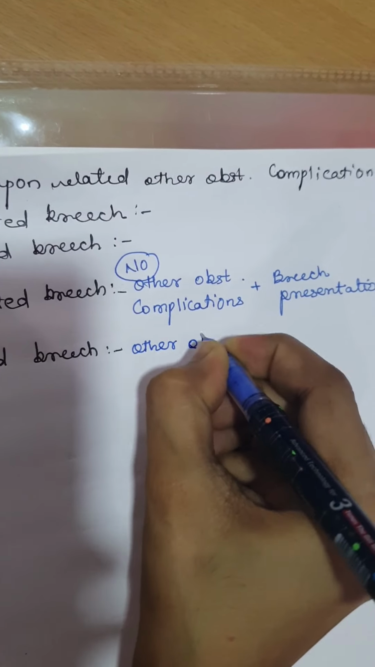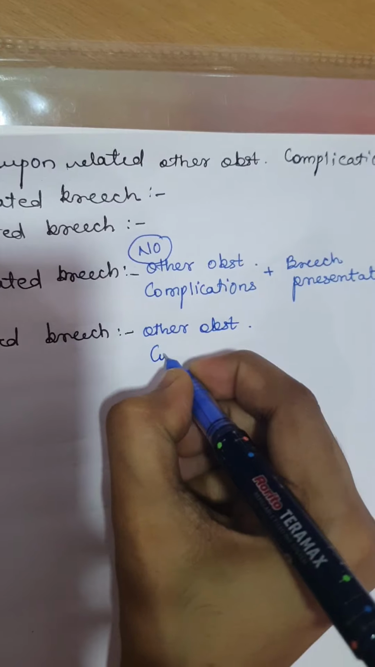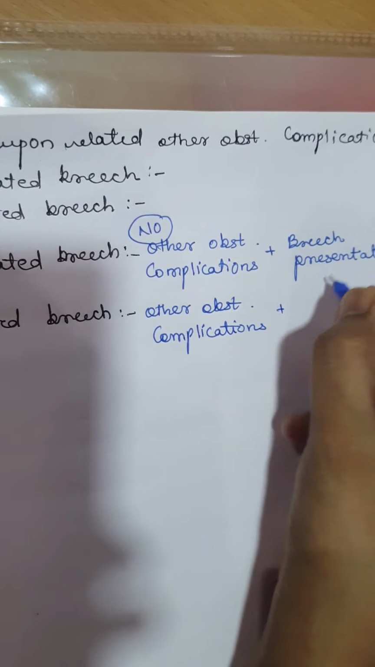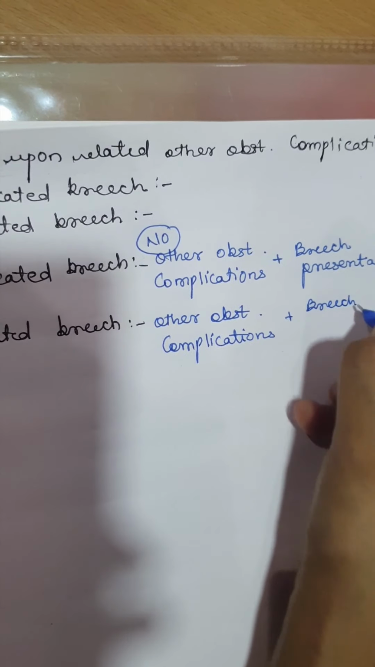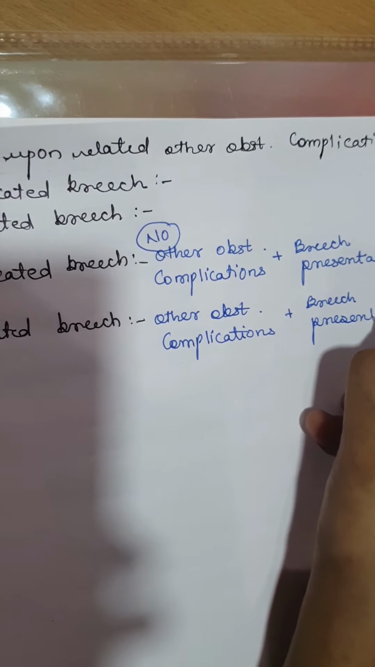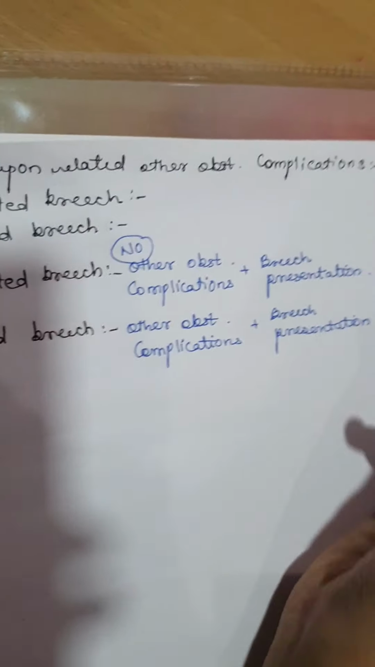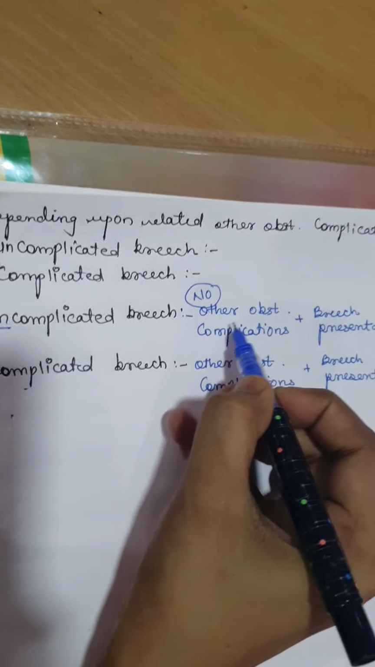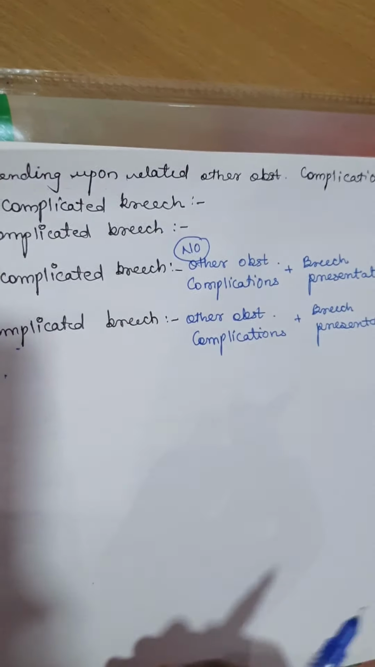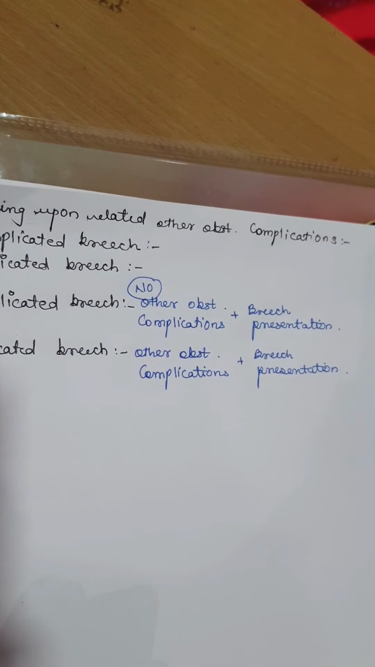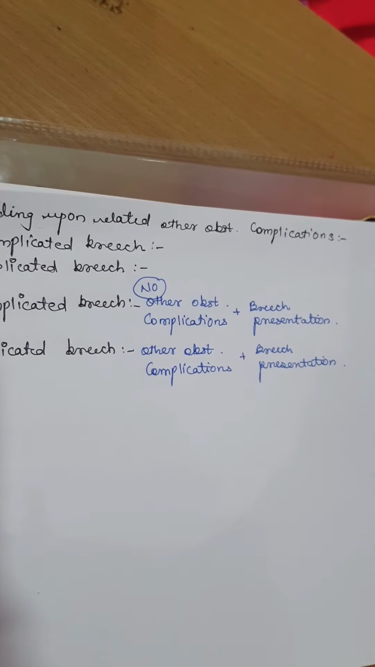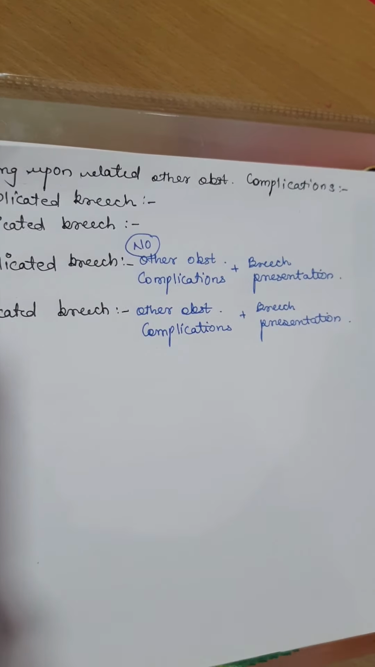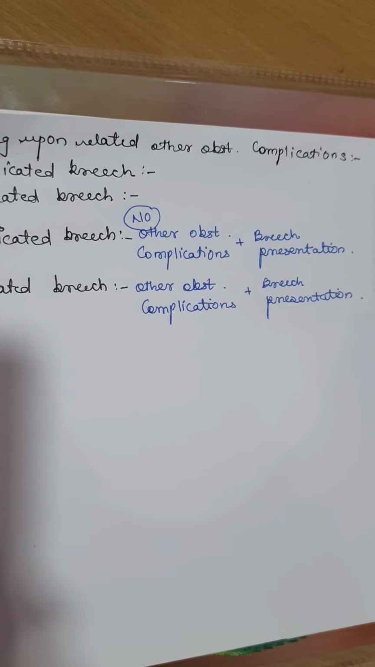So other obstetric complications plus breech presentation is called the complicated breech. Uncomplicated is no other obstetric complication, complicated is other obstetric complications. Now here we are speaking about the obstetric complication. Now which obstetric complications?